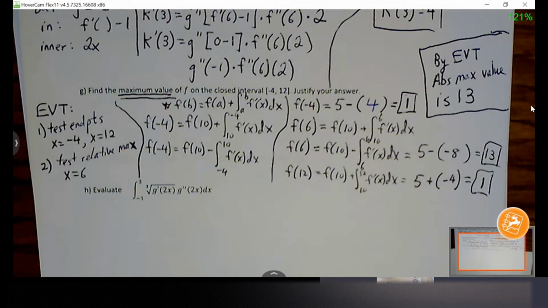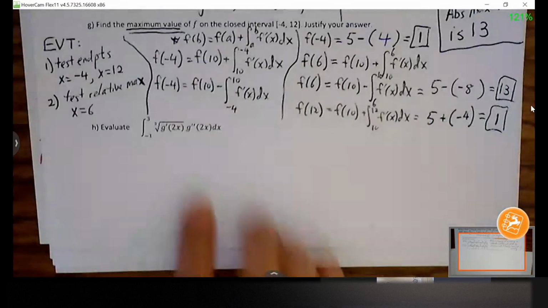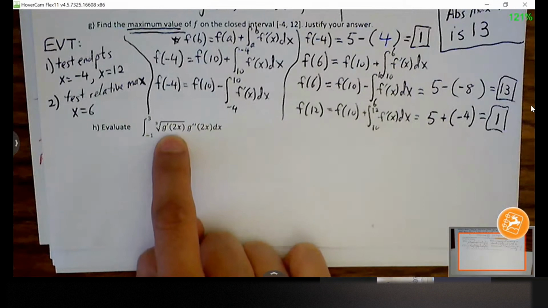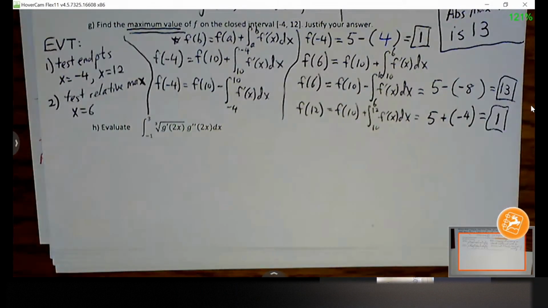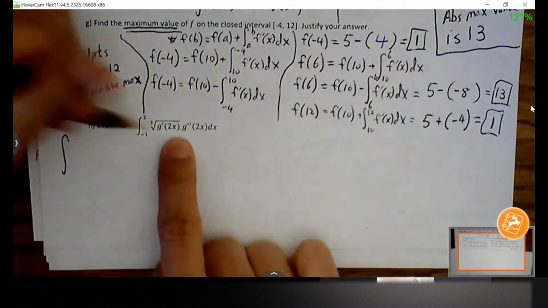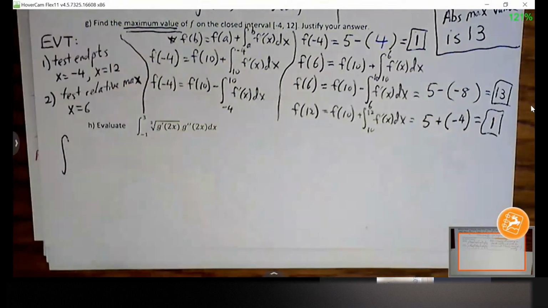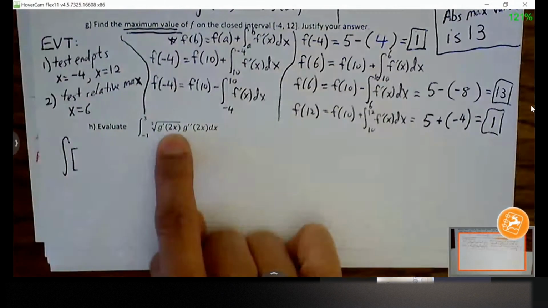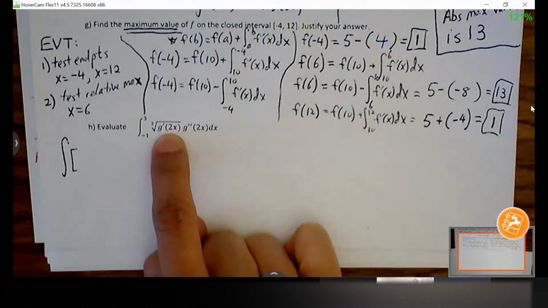All right. Bottom of the page. Evaluate this messy problem here. Okay, let me rewrite this. Maybe I can get some more clarity from that notation if I just put that in a rational exponent form. So this can be written as g prime of 2x to the 1/3.